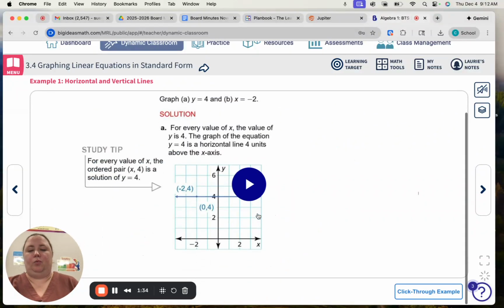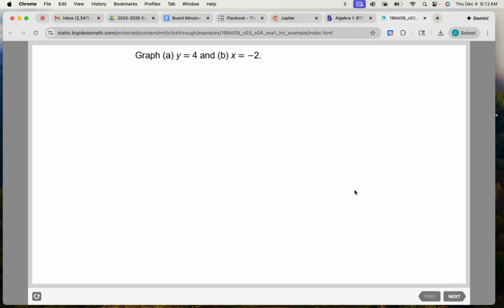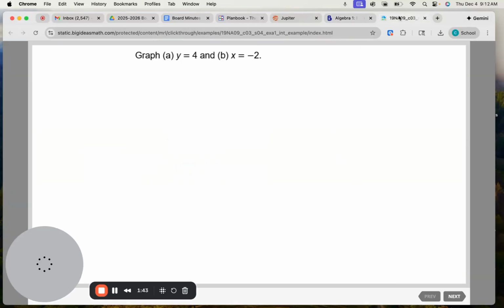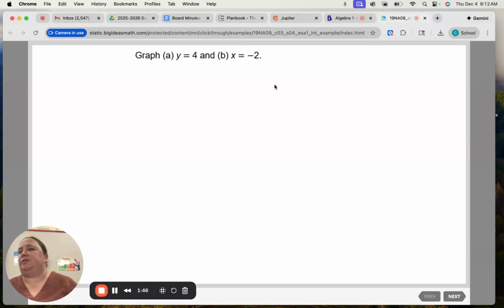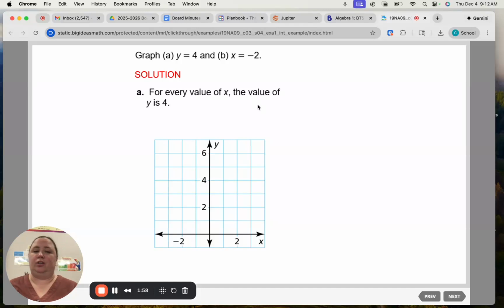All right, so let's look at example 1. So get your journals ready. We're going to graph y equals 4 and x equals negative 2. First of all, before we even start a graph, y equals 4, what kind of line is that? Horizontal. Excellent. And when we have x equals negative 2, what kind of line is that? You guys got it. All right, so you're going to draw your little quadrant. It doesn't have to be the whole thing because you know y equaling 4 is a positive number. So you can just do the top half like they did here.